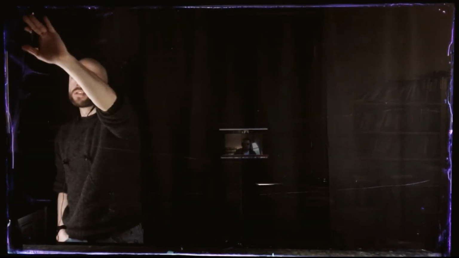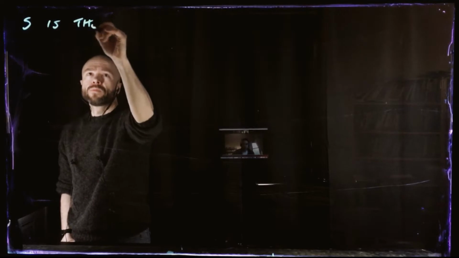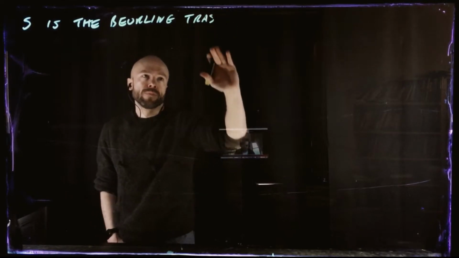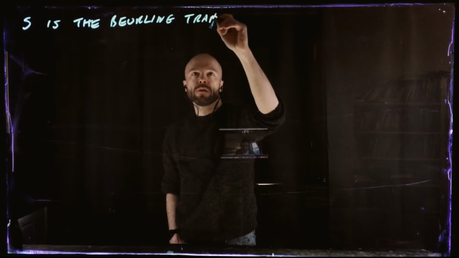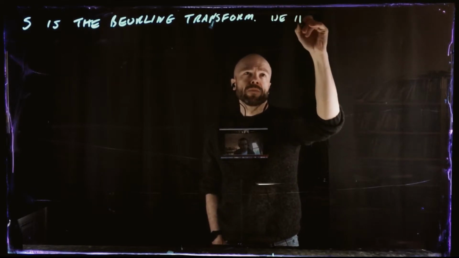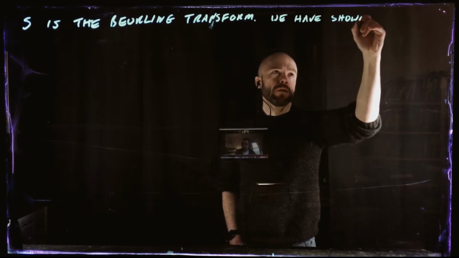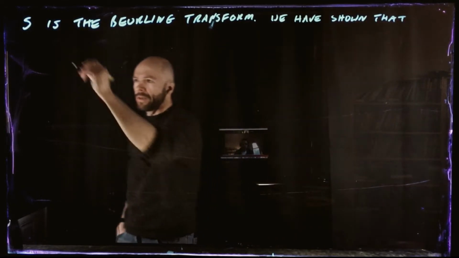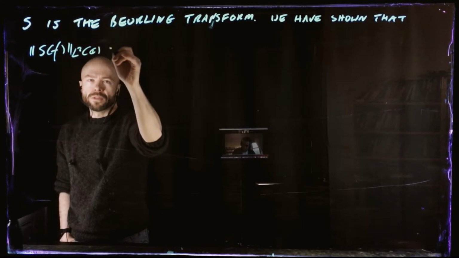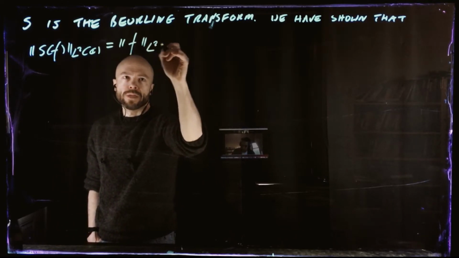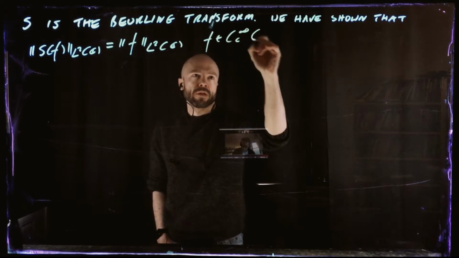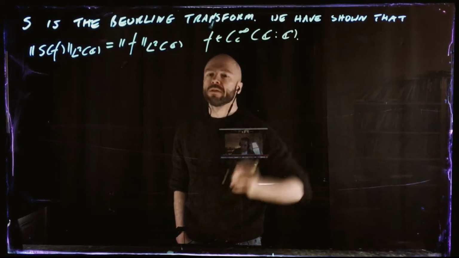We were talking about the Beurling transform, and we'd shown the following thing. If we take the L2 norm of the Beurling transform applied to any function f, which is C infinity of compact support, then it is just the same as the L2 norm of the function f. And that's where we were.